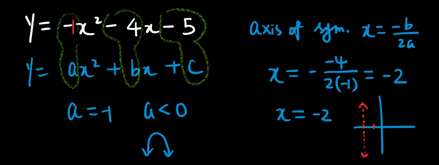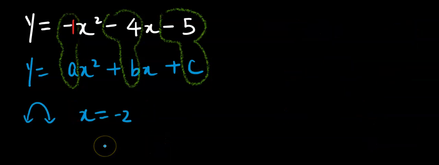And why do we need this axis of symmetry? Because your vertex will always be somewhere on the axis of symmetry. Okay, friends, simply by looking at a, we know the graph is a letter U, open downwards. We also did one simple step. We found the axis of symmetry is x is -2.